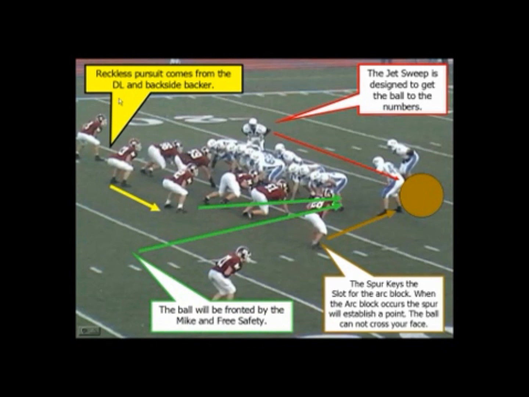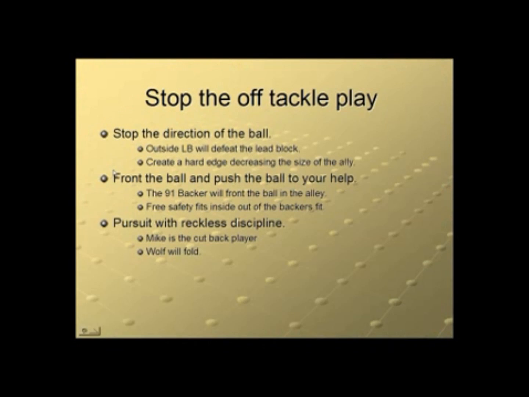Now, when we talk about the off-tackle play, the person who's responsible for stopping the direction of the ball is our spur. He's an easy support player. He gets a down block of a tight end. He gets the fullback towards him. He's going to take on the lead block, creating a hard edge, putting 4/5 of his body on 4/5 of the lead block. And we want him to squeeze that alley. We're going to talk about the alley in a little bit. We want that alley to be tight, because that allows our 91 backer to be heels on the line in the D gap as a 9 technique player. Front that ball. Our free safety fits inside out off the backer's fits. And our inside linebacker plays the cutback, and the Wolf works the fold all the way backside.